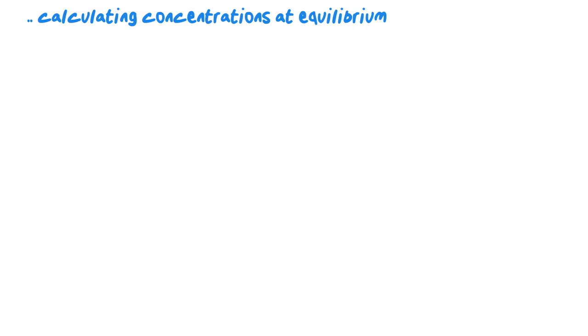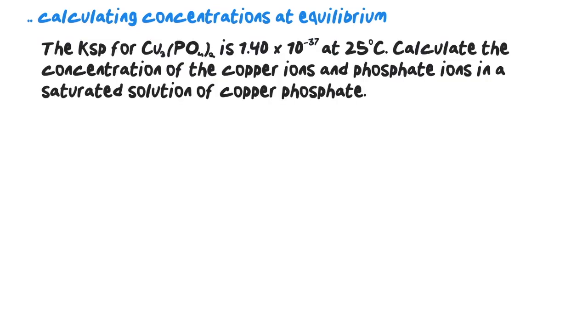The concentration of the species at equilibrium can also be determined if you're given the solubility product. Similar to before, the KSP for copper(II) phosphate is 1.40 times 10 to the negative 37 at 25 degrees Celsius. Calculate the concentrations of the copper ions and phosphate ions in a saturated solution of copper phosphate.